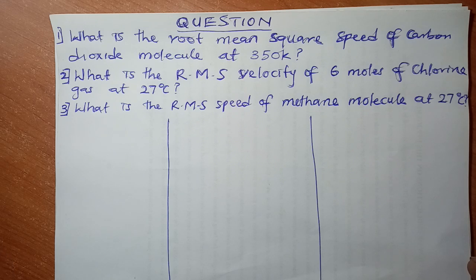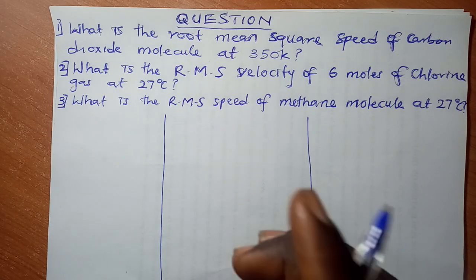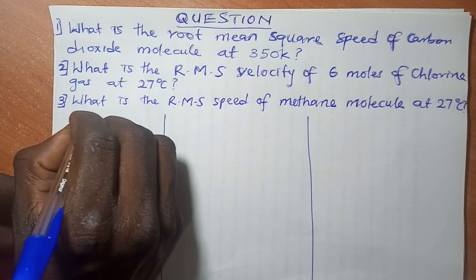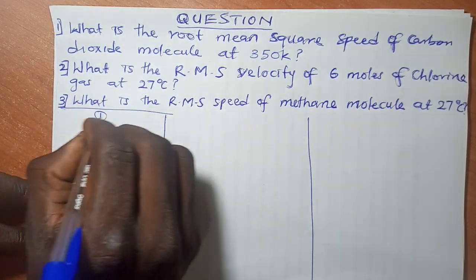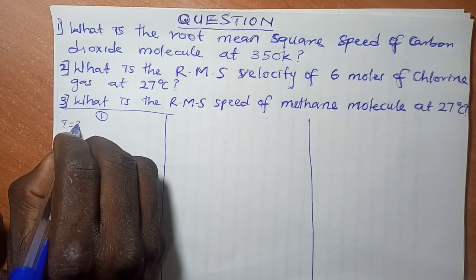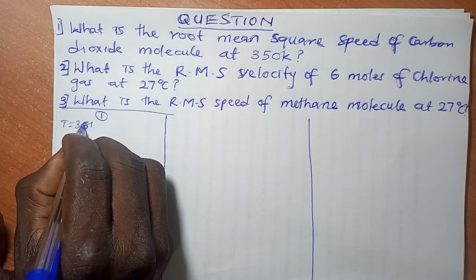The first question states, what is the root mean square speed of carbon dioxide molecule at 350 Kelvin? So the temperature is given to you, number one. The temperature is given to you to be 350 Kelvin.